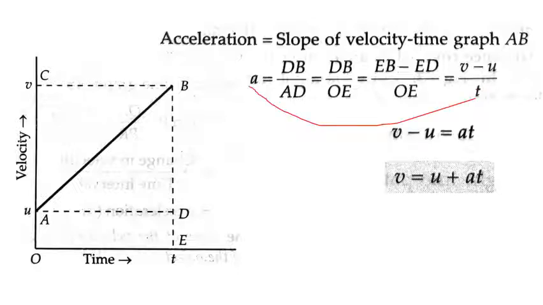Sending this t here, I can also write this as V minus u equals at, or I can send this term to the other side, so minus will become plus. So I have V equals u plus at. So I have derived my first kinematic equation. Now let's move to the next one.